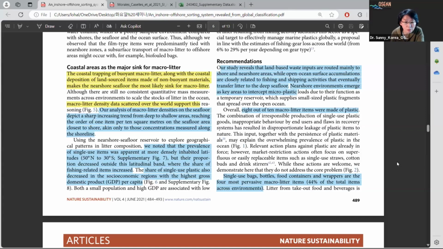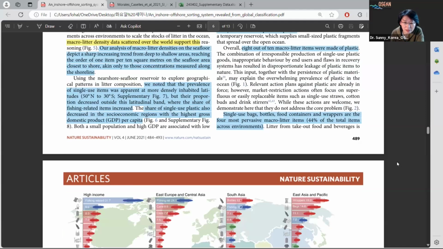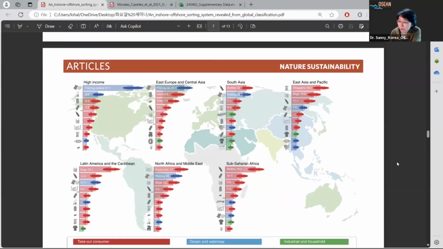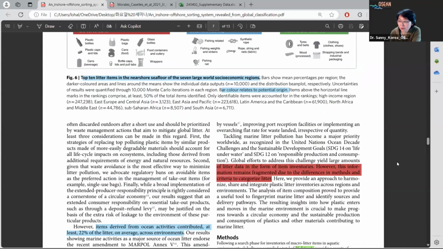And the lower part, the last line of the same page: litter from takeout food and beverage is often discarded outdoors after a short use. So it should be prioritized by waste management actions. That was also good for me. And this paper has a lot of useful information and implications to learn. So it's a very good time to study and read this paper. Thank you for choosing this paper. That's it. Thank you, Sunny.